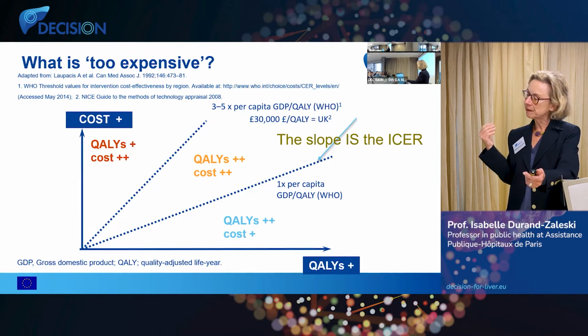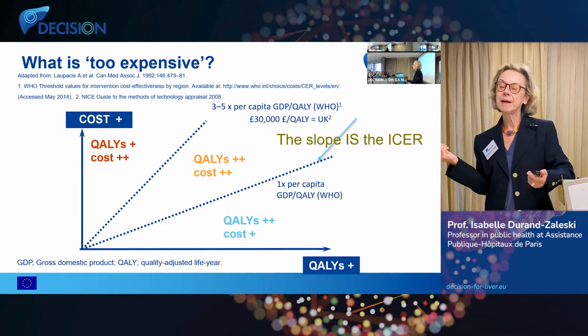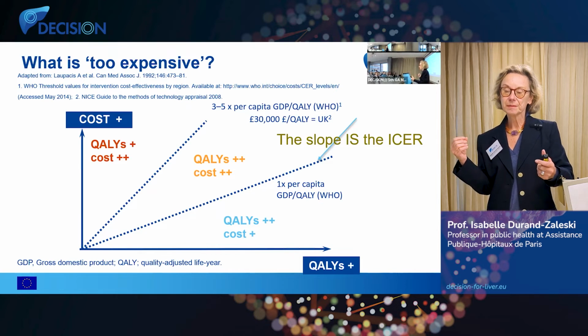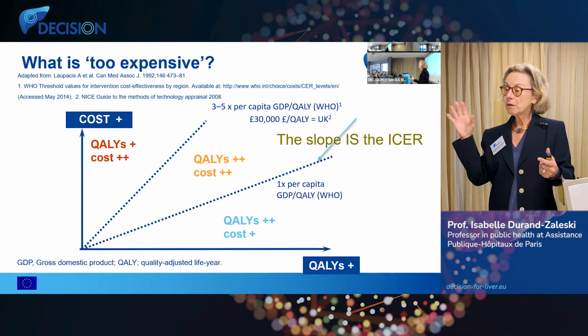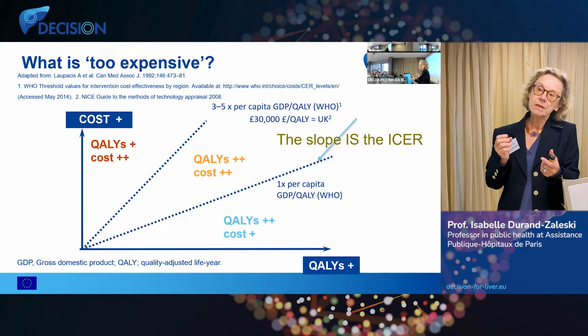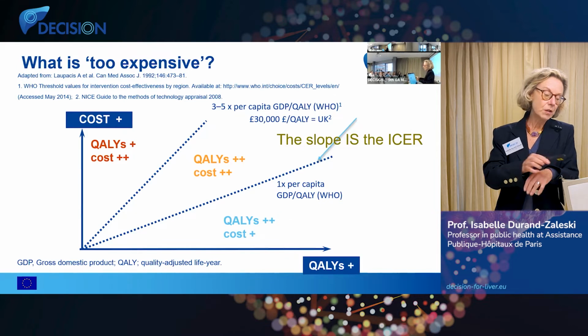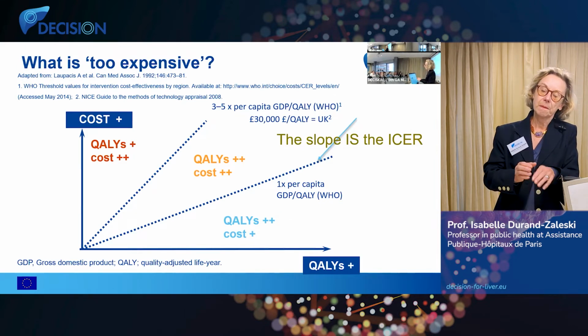So it tells me how much I need to pay for one additional year of life in good health, or 1 unit of health. So you can look at that plane, and it's extremely easy to interpret. The 2 lines I've drawn here, the dotted lines, are recommendations from the World Health Organization.